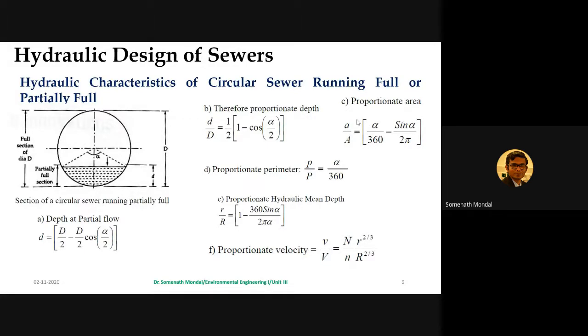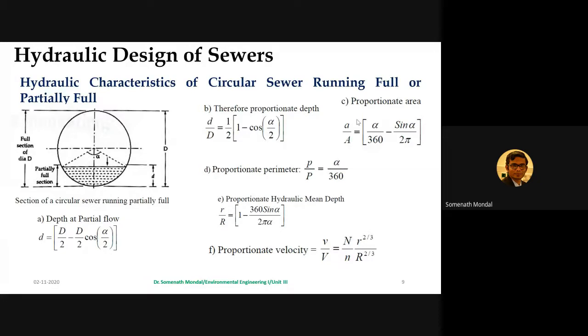So proportionate perimeter, so capital P is known to us, that is pi d, and small p is pi d into alpha by 360, obviously. So if you want to calculate the proportionate perimeter, pi d gets cancelled out, so you will have alpha by 360 only.